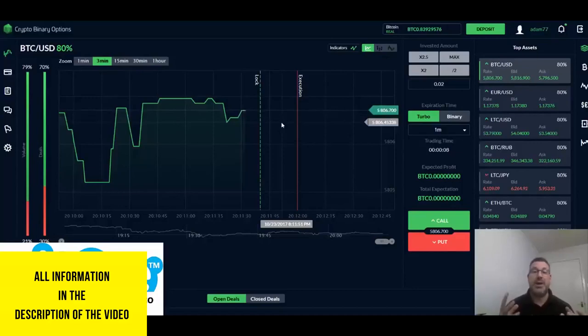And the beauty of this as well, like I've said, firstly, you can trade on weekends because you've got all the options, the cryptocurrencies. You can trade on weekends, which you can't do with normal binary, just on the currency pairs.